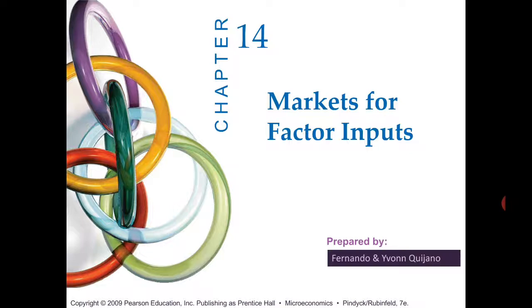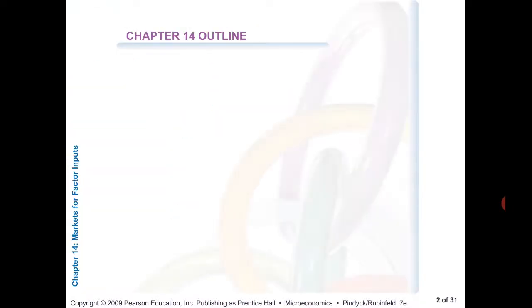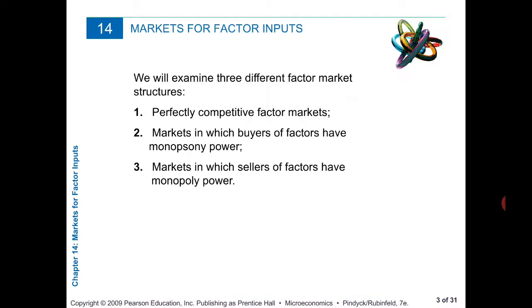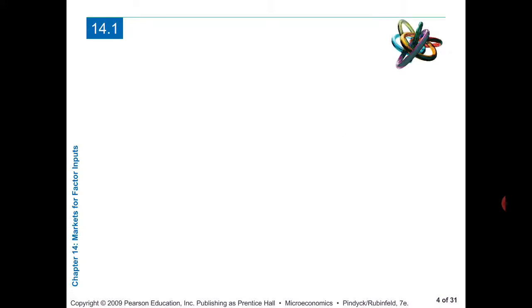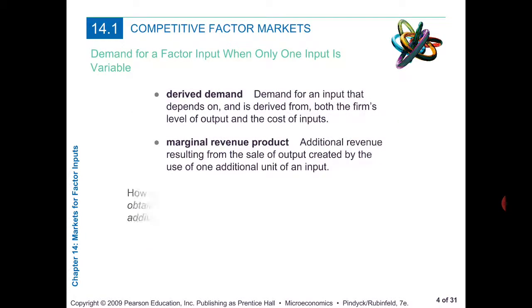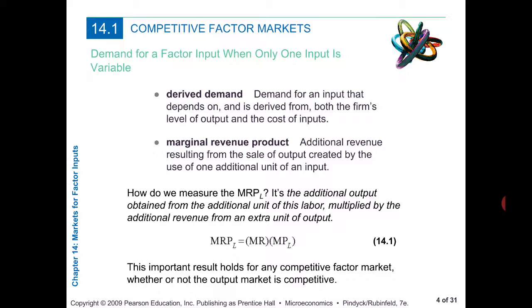In the past chapters we looked at markets for output products. Now the focus is on markets for inputs, or markets for factors of production. The chapter will look into three different factor market structures: perfect competition, monopsony, and monopoly. And we'll start with the competitive factor market, 14.1.